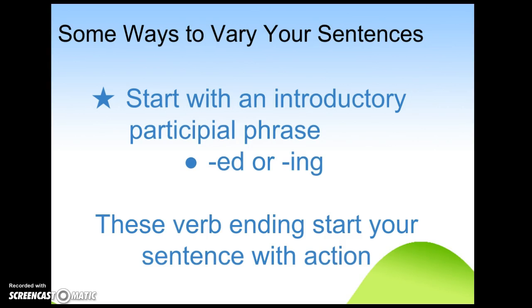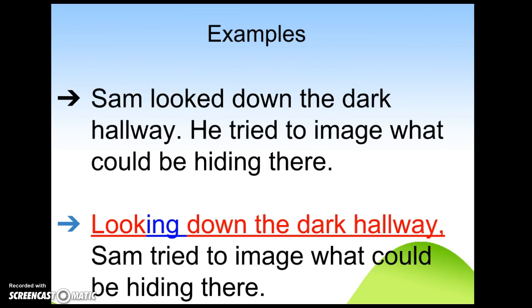So some of the ways you can vary your sentence. Well, you can start with an introductory participle phrase. Basically what you're going to do is start with a verb and then add ed or ing to that verb so that your sentence starts with some action. So for example, here's a sentence that does not start that way. Sam looked down the dark hallway. He tried to imagine what could be hiding there.